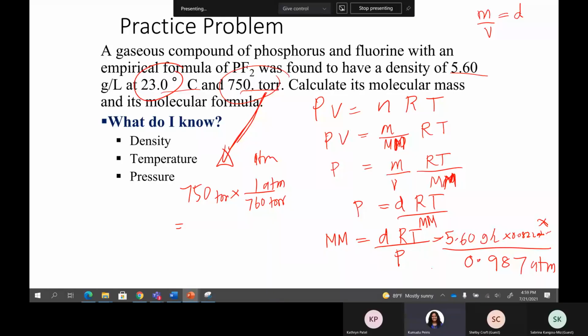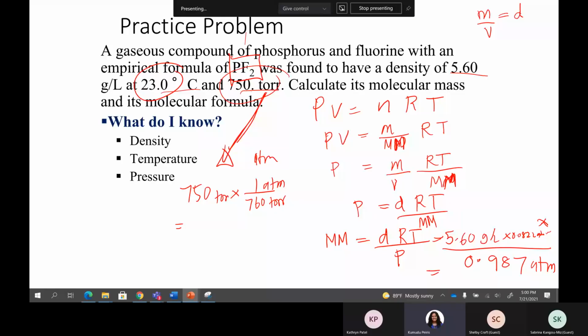Okay, I hope you will be able to find the molecular mass. Since we have done this type of example, when we have the molecular mass and we are given the empirical formula, you should be able to find the molecular formula. You divide the molecular mass by the mass of the empirical formula and you will get a factor. And then you multiply that.